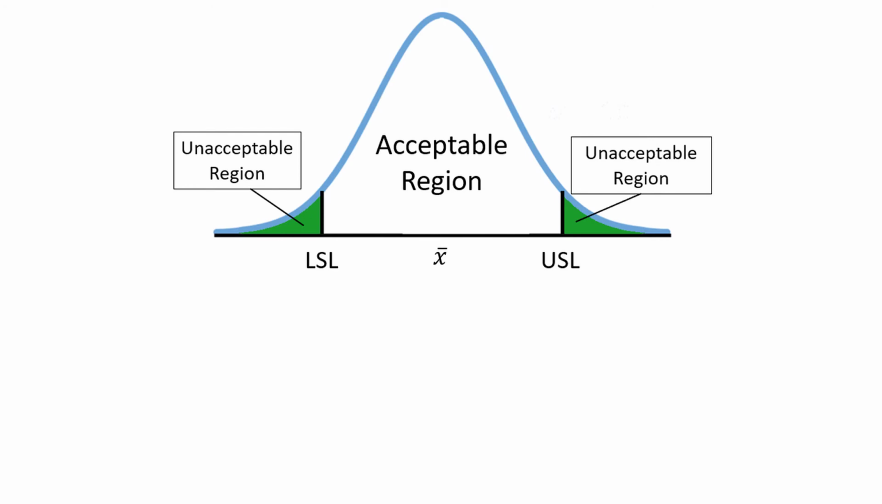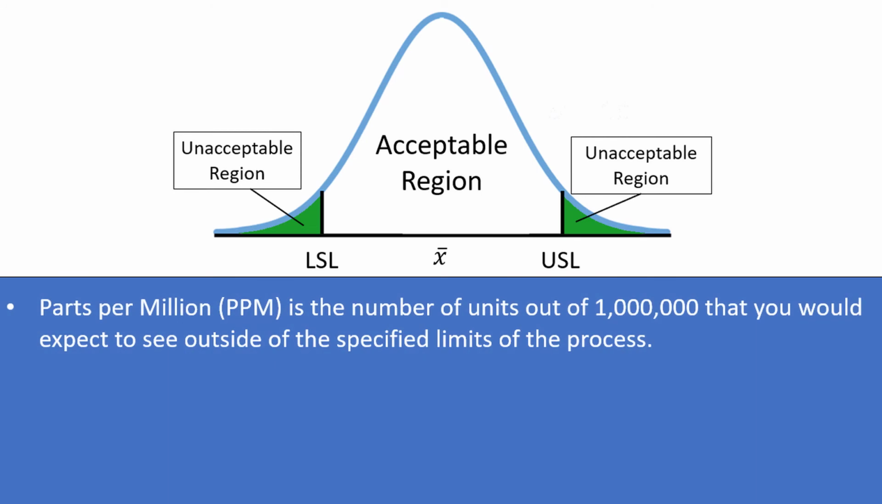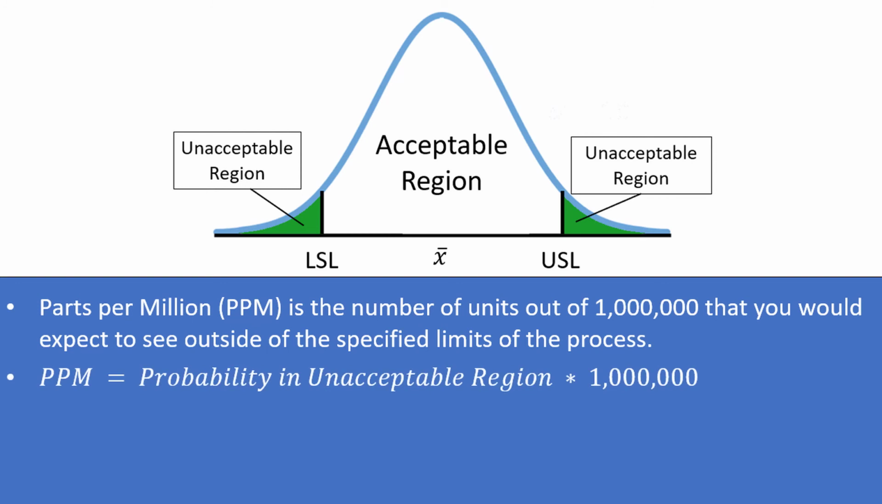Now, inevitably, in almost every process, there will be some units that fall into the unacceptable range outside of the lower and upper specification limits. Sometimes it's helpful to calculate the parts per million, or ppm, which is the number of units out of 1 million that you might expect to see outside of the specified limits of the process. To do this, we calculate the probability of observing a result in one of the unacceptable regions of the distribution, and multiply by 1 million.